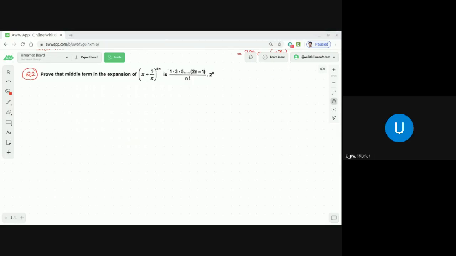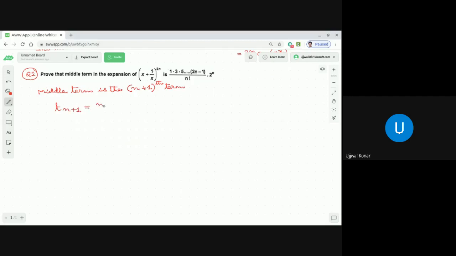Yes, sir. So, since 2n is even, the n plus 1 term is the middle term. So the middle term, what you can write is that the middle term is the n plus 1 term. Okay. Now how to find that n plus 1 term? So then it is T(n+1).